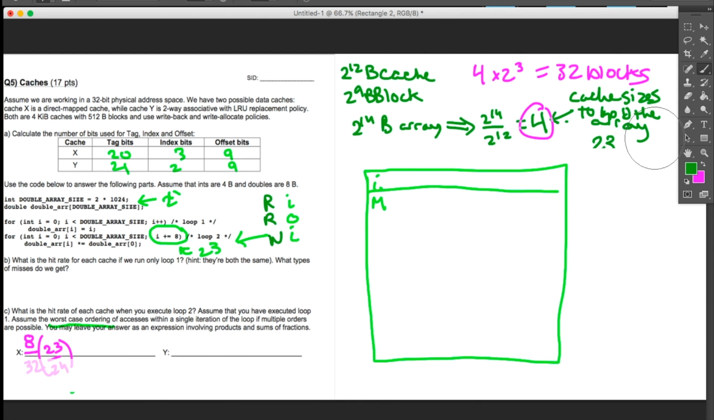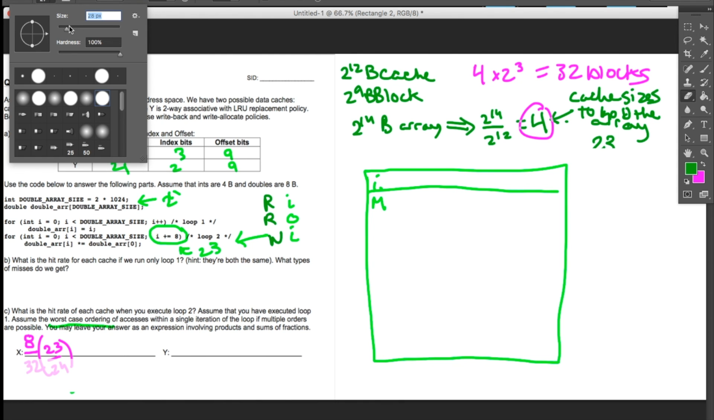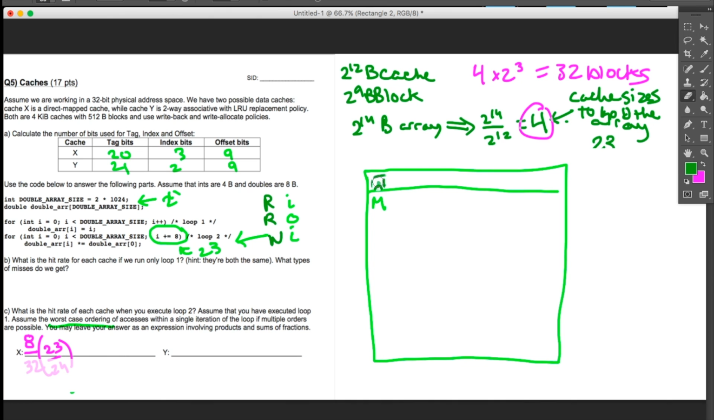So we now have to load back in 0. I'm just going to use a different color. So we now have to load in 0. And notice that overwrites the block that has I in it. So that's a miss. And then what happens when we want to overwrite that with I? That's a miss again. So notice we have 3 misses, right?